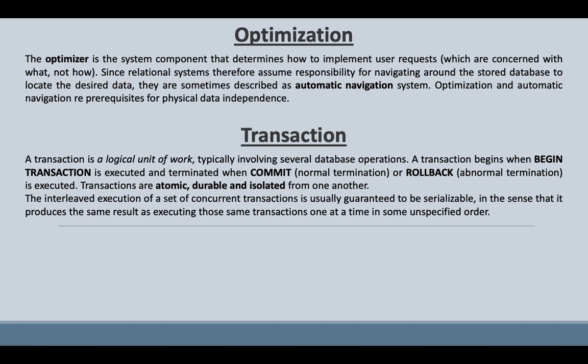Transaction is also there. One transaction involves several database operations, and it begins with begin transaction. Two flags are there, right? If the transaction is successfully terminated, then it is known as commit, meaning the commit is fired. If it is aborted in the middle of the transaction, then you need to fire the rollback, right?